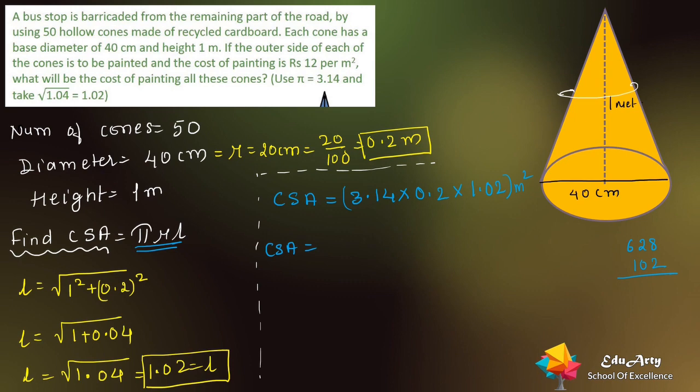So 1 into 628 will be this, and 628 into 2 is equal to 1256, correct? 1256. 628 is 1256, correct? Let's do the calculations again. One second.